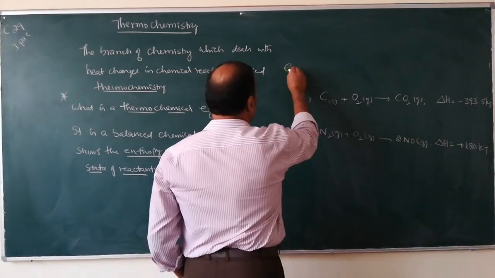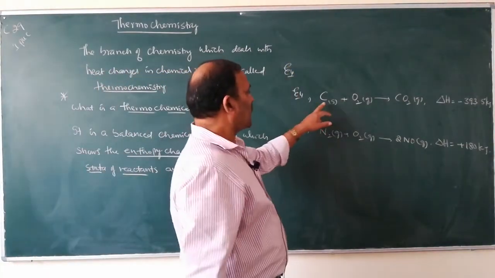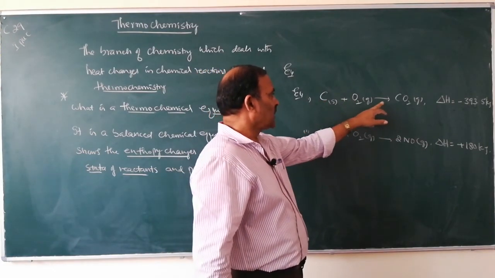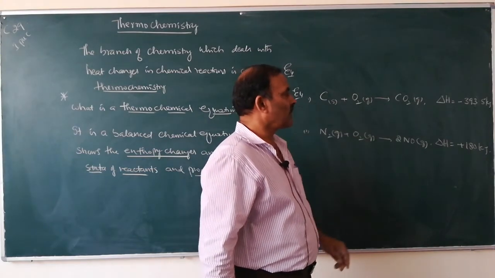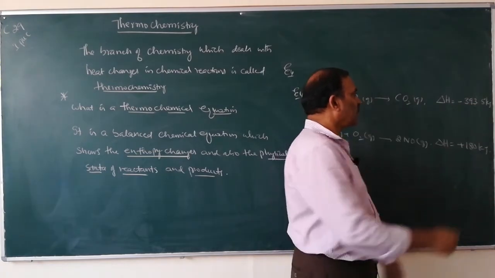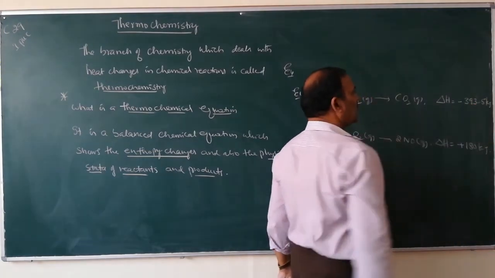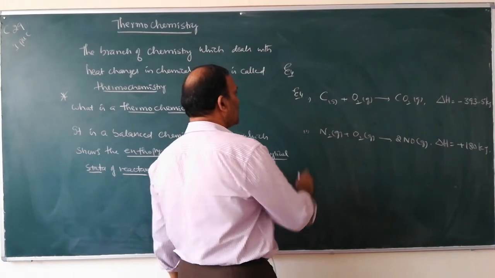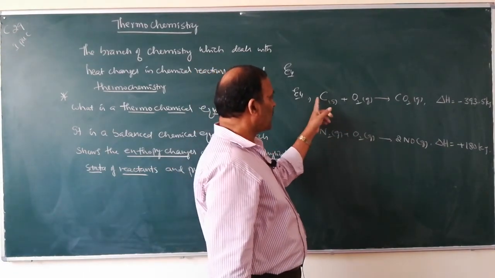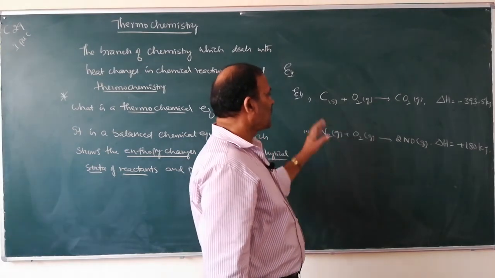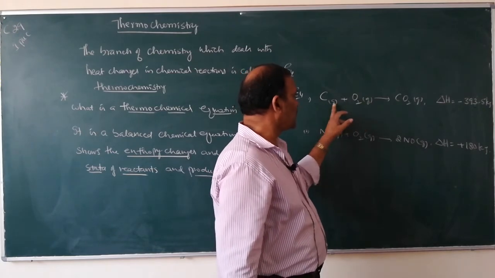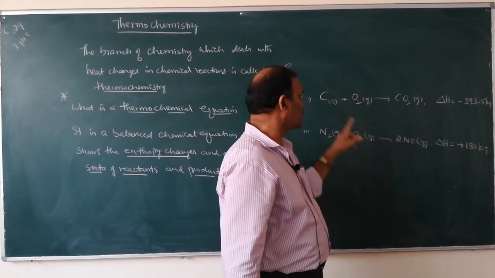Example: C(s) + O2(g) gives CO2(g), delta H equals minus 393.5 kJ. It is a balanced chemical equation because it is balanced. It shows the enthalpy changes and it shows the physical states of reactants and products.